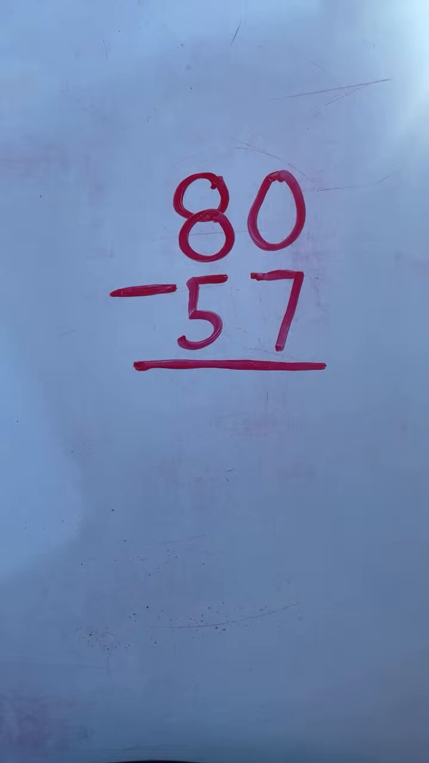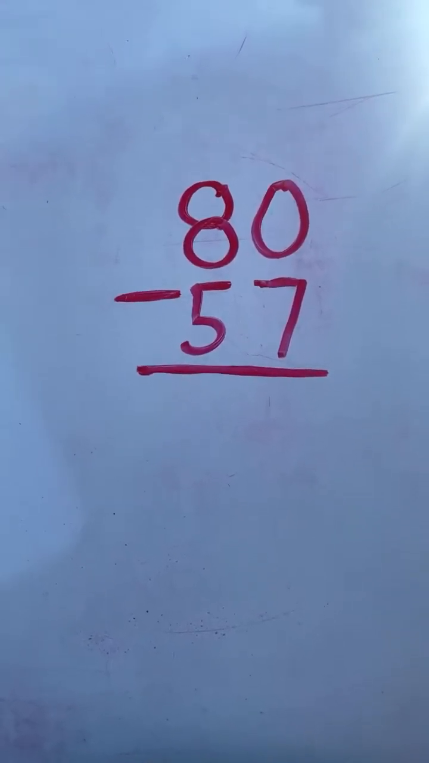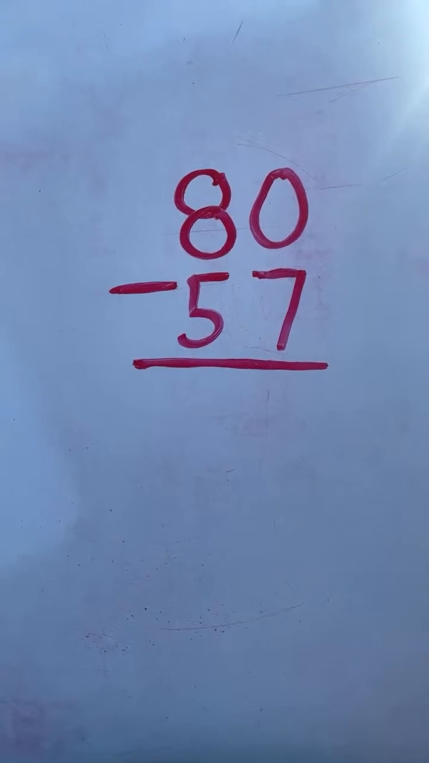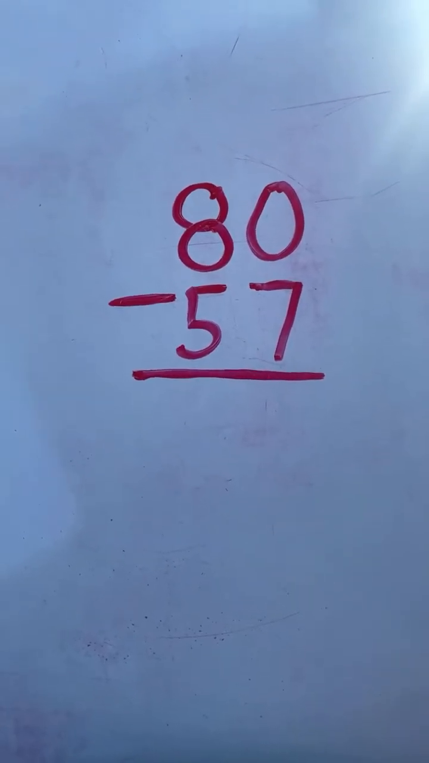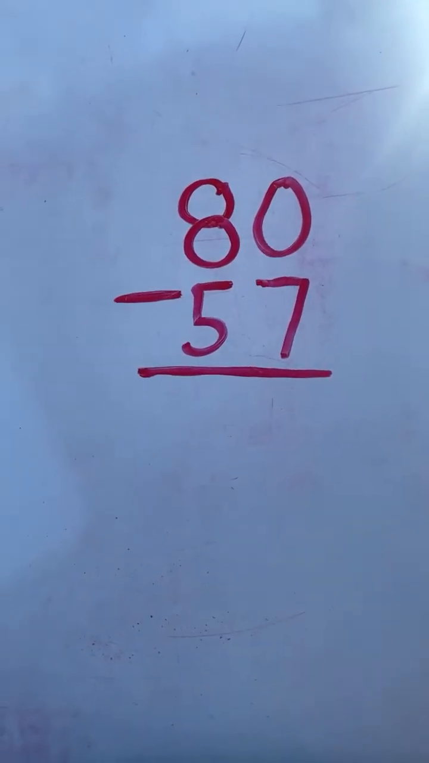So this video is going to be a review of two-digit subtraction with regrouping. Our first example problem is 80 minus 57, and I'm going to go through step by step how to solve that problem.